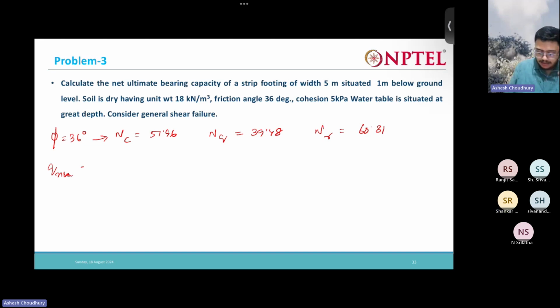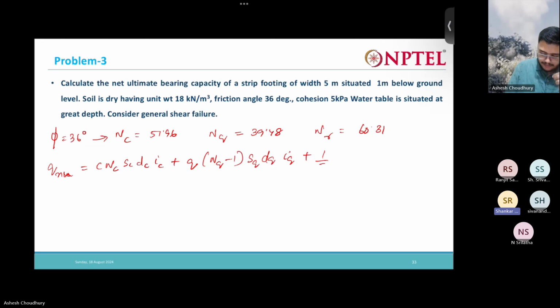IS 6403: c N_c s_c d_c i_c, plus q N_q minus 1 s_q d_q i_q, then plus 0.5 B gamma N_gamma s_gamma d_gamma i_gamma, right? Then W dash for water.